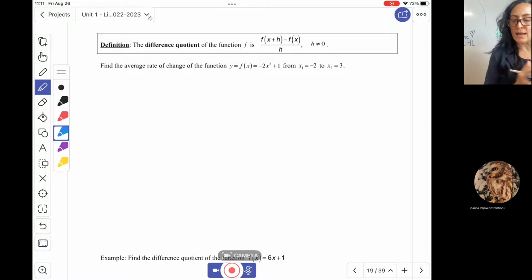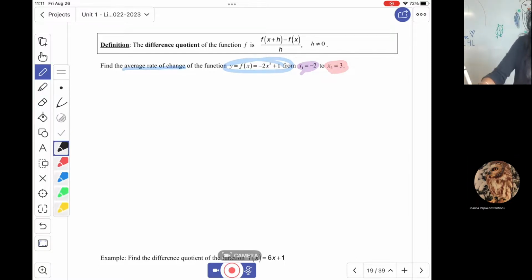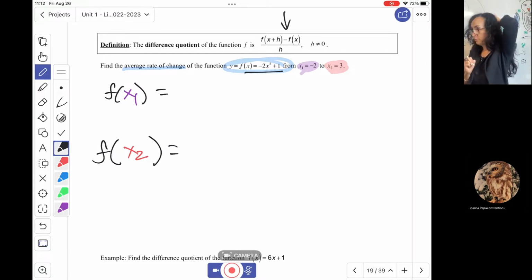Here's my difference quotient. Again, I can represent these many different ways. But I want to find the average rate of change for this function, and here are my 2 endpoints. So the first thing I need to do is find the function value evaluated at x1, and then I need to find the function evaluated at that other endpoint, x2. Because if I'm going to substitute into this, I need my outputs at each of those endpoints.